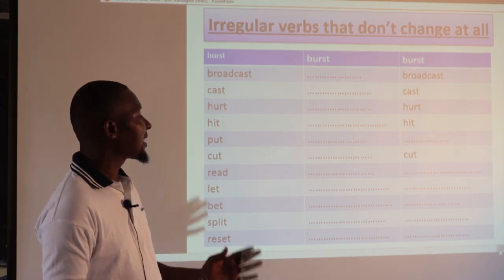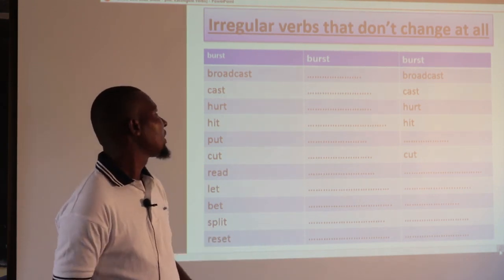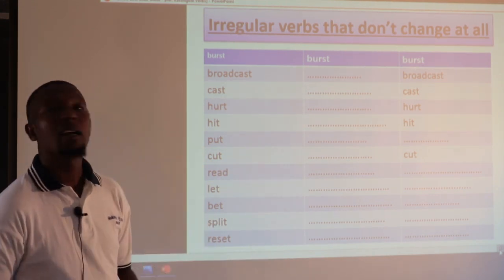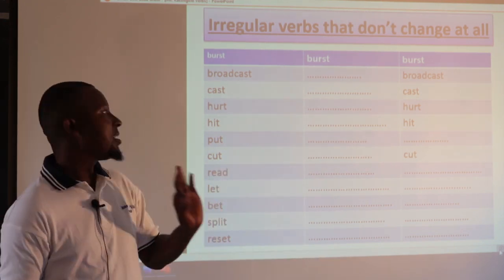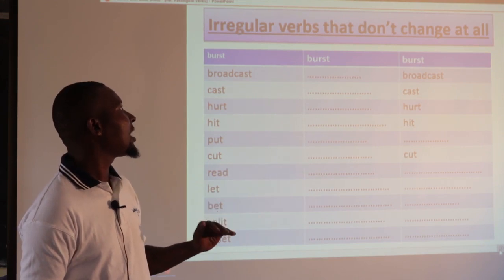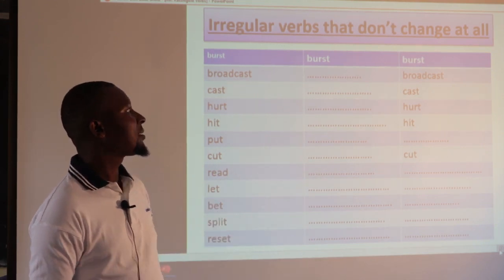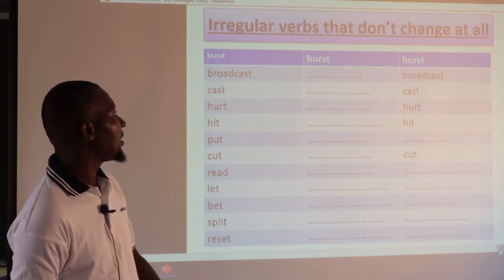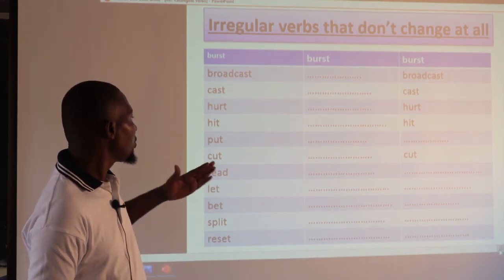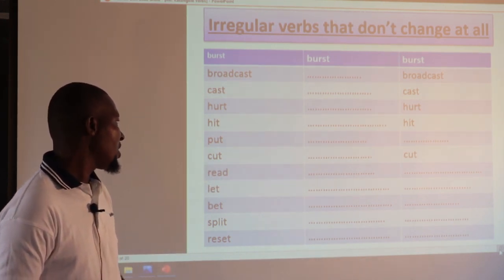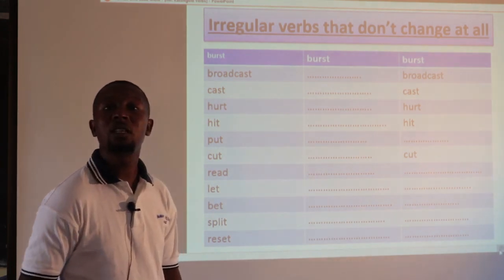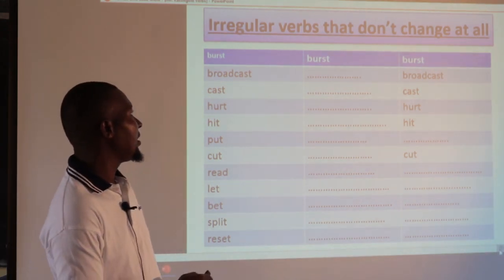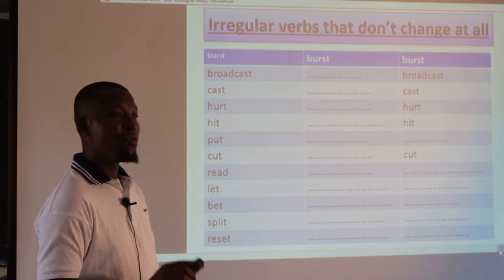Broadcast. Actually, take note of these cast words. Broadcast, telecast, forecast, cast, they do not change to casted, they remain the same. These ones do not change at all. So broadcast, broadcast, broadcast, cast, cast, cast, hat, hat, hat. All these: cut, put, read, let, bet, split, reset, do not change at all. They are irregular in nature and they remain the same.